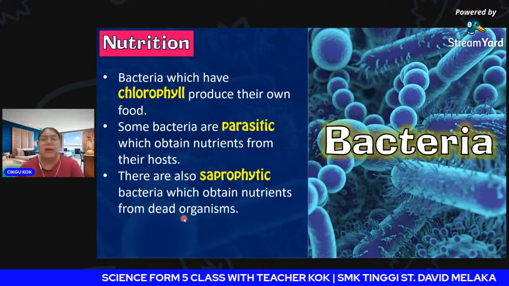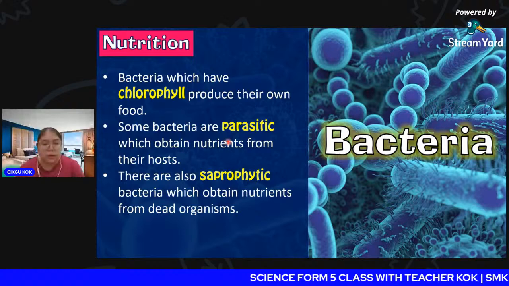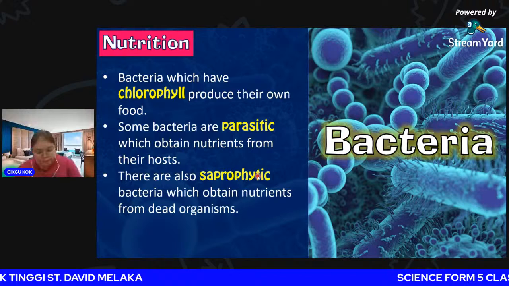Another one, parasitic, means they get nutrients from a host. The plant is still alive, they stay on its body, and after that they get the nutrients. So this is another type. Bacteria with chlorophyll are only a few. So you must remember the parasitic and also the saprophytic. Okay, then we continue.